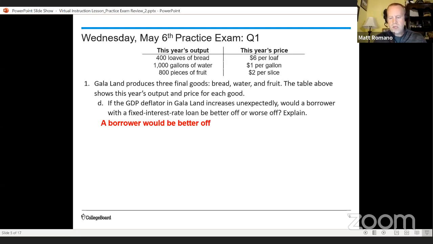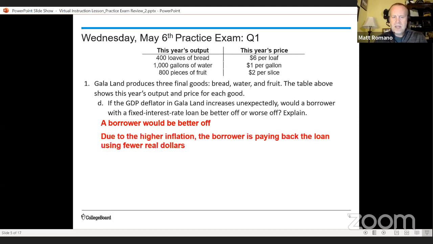Okay, this is one of the, I guess, unintended results of inflation that we have discussed throughout this course. The borrower is going to be better off. Explain why. Due to the higher inflation, the borrower is paying back the loan using fewer real dollars. And if you ask me, the key to this answer is that word real. You don't have to be verbatim with the scoring guidelines. You don't have to be exactly what the rubric says, but you have to make a reference here to the real value of the money they're paying back.